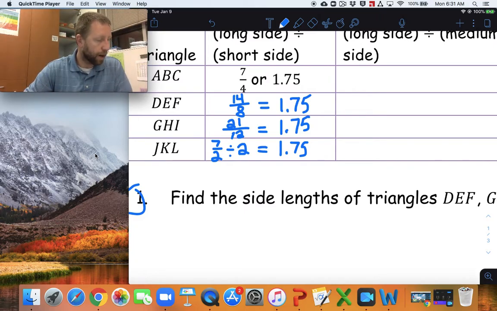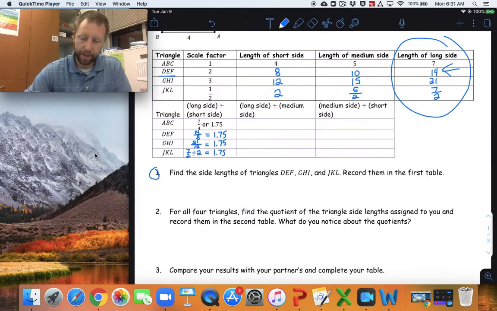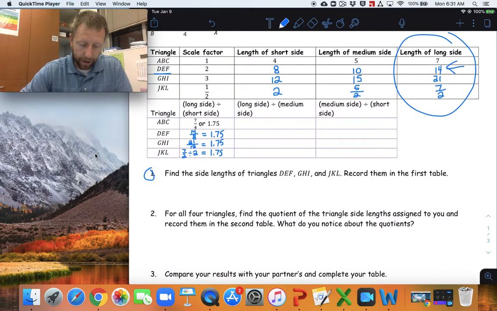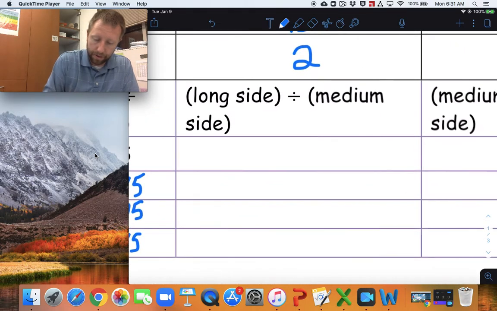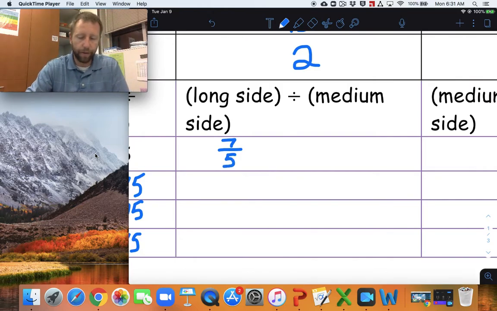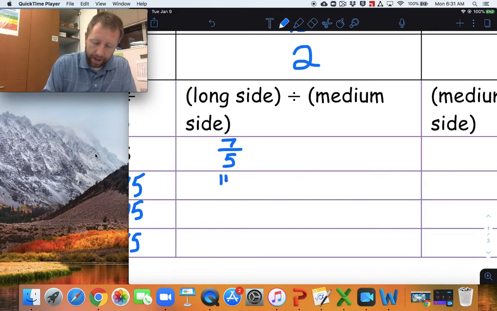All right, for the long side divided by the medium side, again, for triangle ABC, long side divided by medium side, zoom in so I can write this as nice as possible. That's just 7 over 5. For the next triangle, triangle DEF, it is 14 over 10.